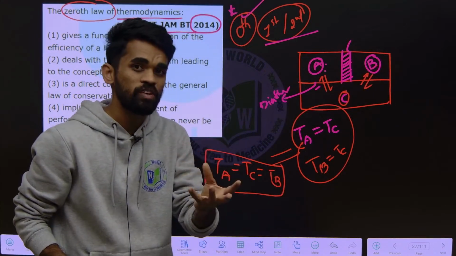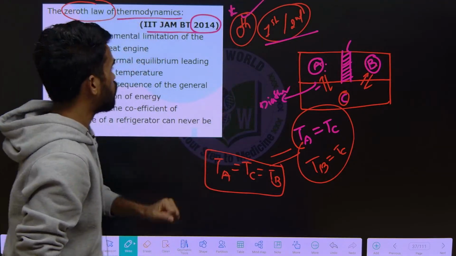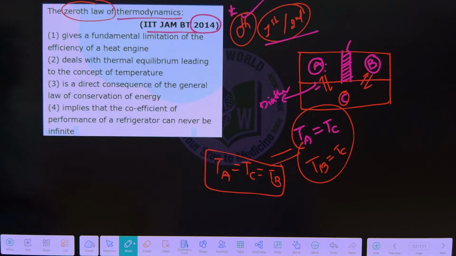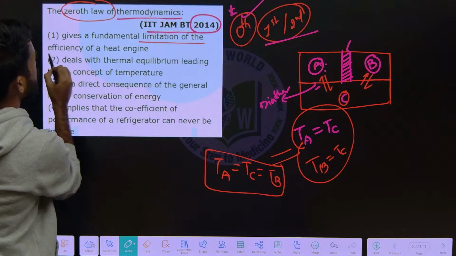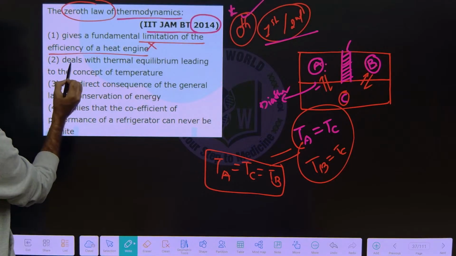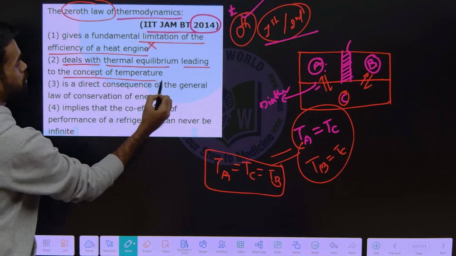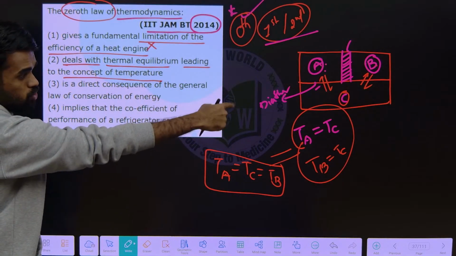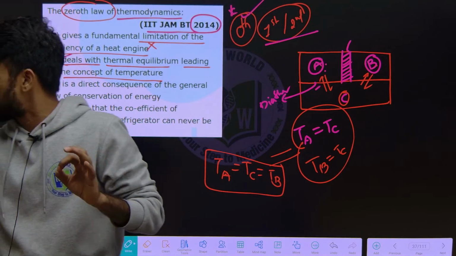See, how very basic it is, right? That's why it is mentioned as the 0th law. Now what will be the correct answer for this question? Look at the options given. Option 1: gives a fundamental limitation of the efficiency of a heat engine? No, that is not the one. Next: it deals with thermal equilibrium leading to the concept of temperature. Yes, it is discussing equilibrium and temperature. So option 2 will be the perfect answer for this question.